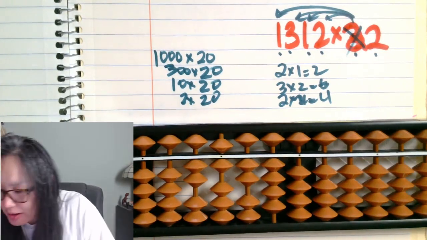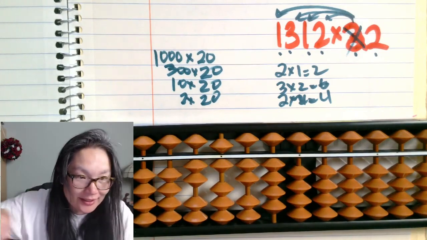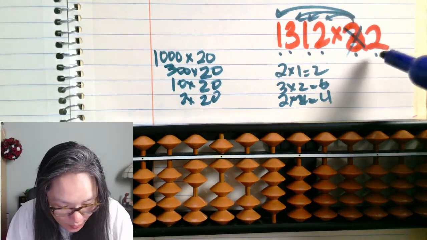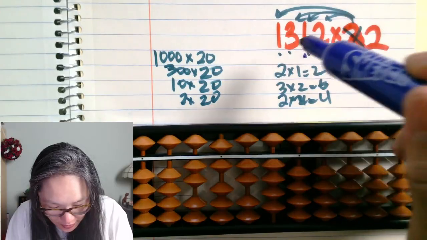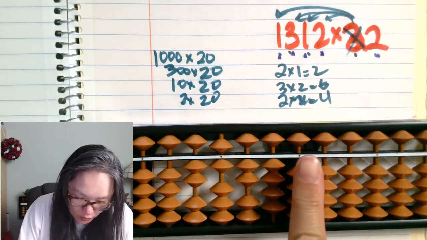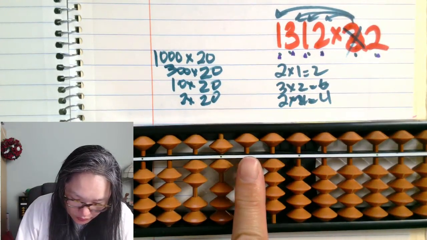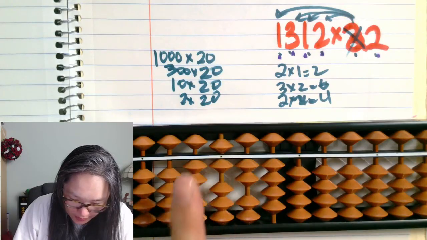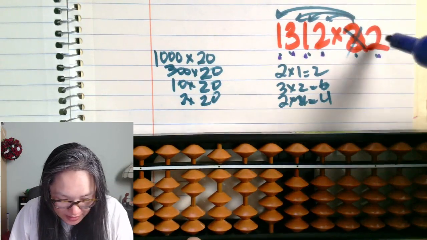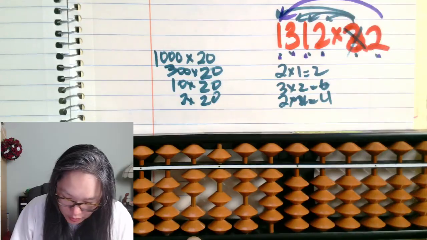And I'm going to change color because I like colors. We're going to do purple. 1, 2, 3, 4, 5. 1, 2, 3, 4, 5. So what's going to happen? 2 times 1 again. 2 times 1 is 2.